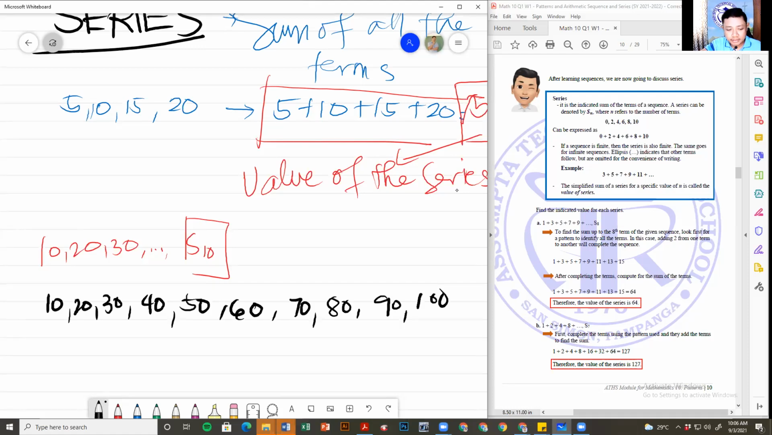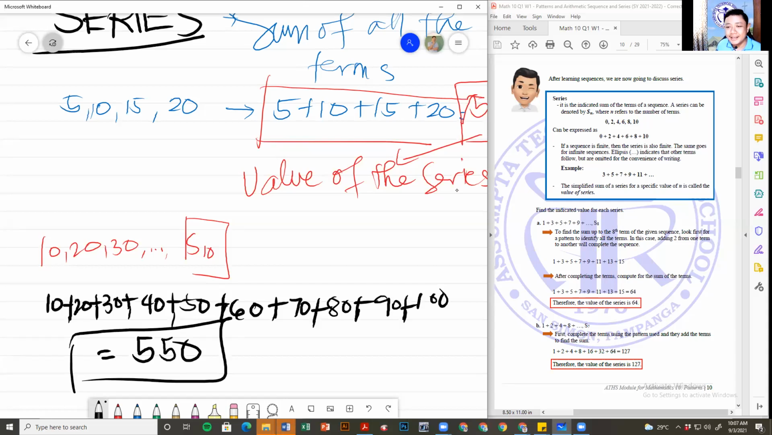Because this is in the sequence form, to make it a series, we need to add the plus symbol, plus, plus, plus, plus, plus. Sige nga, what is the sum? Kindly give me the value of this series. Type it in the chat box. Very good. Mga bilis. We have 550. And that's it. We're done.